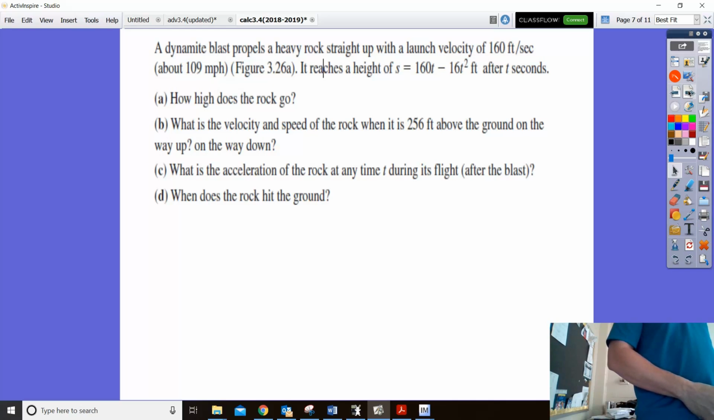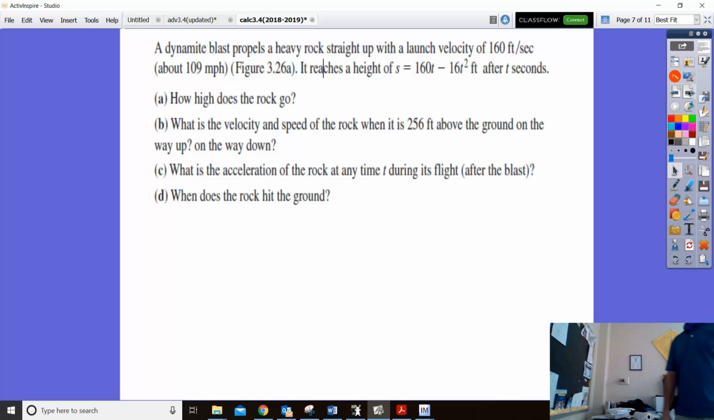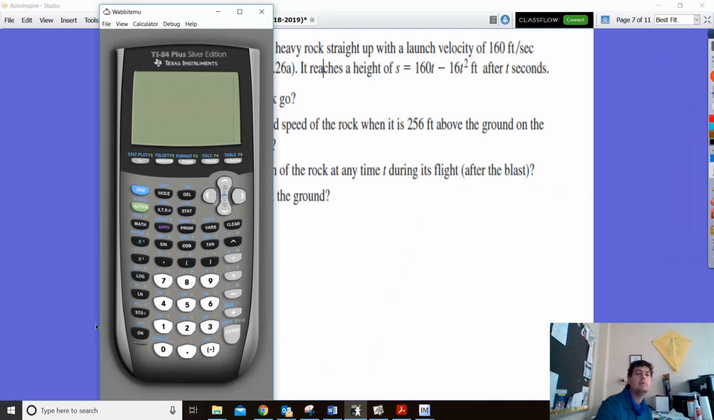All right, a dynamite blast propels a heavy rock straight up with a launch velocity of 160 feet per second. It reaches a height, which for some reason your textbook calls S, 160t minus 16t squared feet after t seconds. How high does the rock go? I'm not going to ask you to do this by hand. You could if you remember opposite b over 2a, but probably don't. Everything can be done by hand, but I would say just plug it into a calculator and see what it looks like.